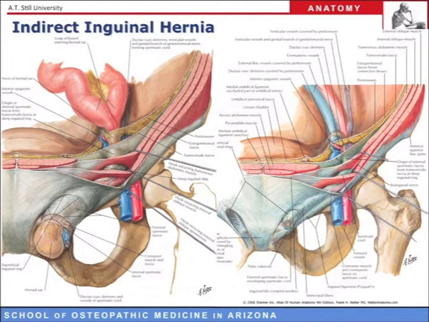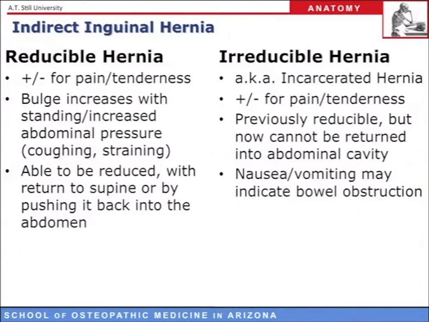Okay, so clinically, how would an indirect inguinal hernia present? Well, it's important to know that there are varying degrees of seriousness to an inguinal hernia. So you can start out with a reducible hernia. A reducible hernia would be one in which the bulge increases with standing or with increased abdominal pressure, but you're able to reduce that hernia either by poking it back in with your finger or by lying back into a supine position, and it will reduce itself. And so a reducible hernia may be positive or negative for pain and tenderness.